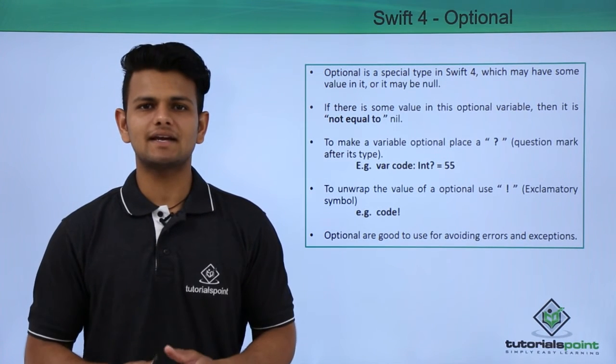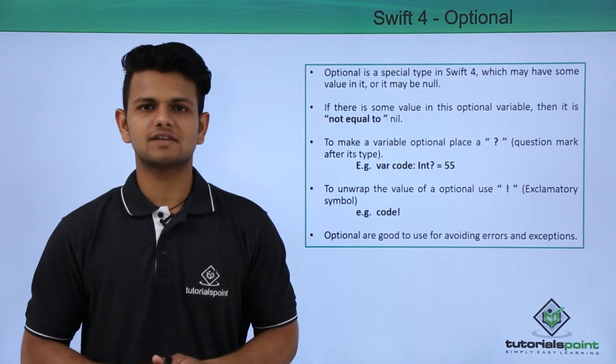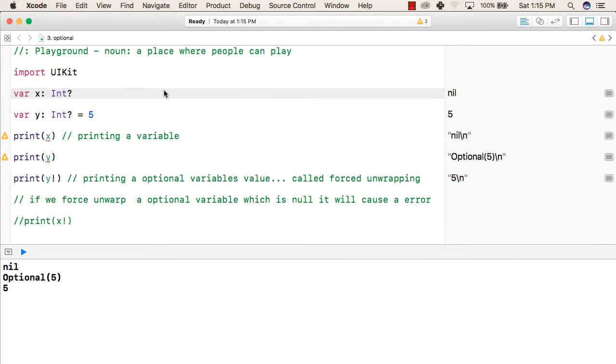Now we will see a practical implementation of optionals in our programs. In the first line, we have declared a variable x that is of type integer. We have used the question mark after the integer data type to make it an optional value. In the second line, we have declared another variable y that is of type integer, and again we have made it an optional, but this time we have assigned a value to it.